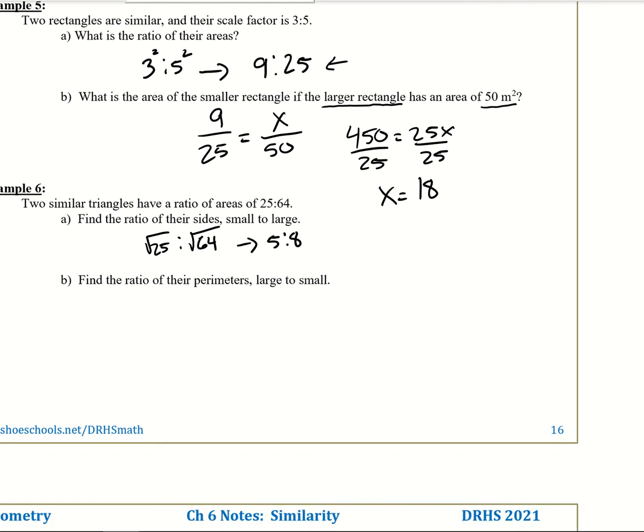And then the ratio of the perimeters is the same thing as the ratio of sides, except it wants it large to small, so we're just going to rearrange it, 8 to 5. And now we're done.